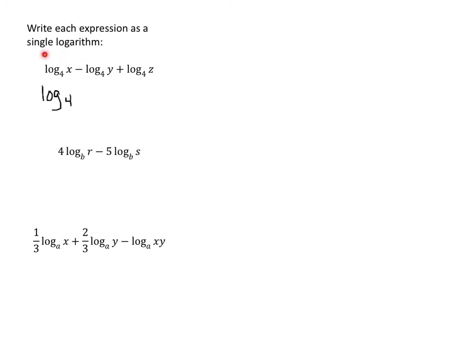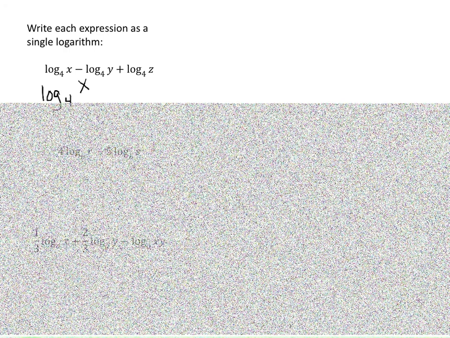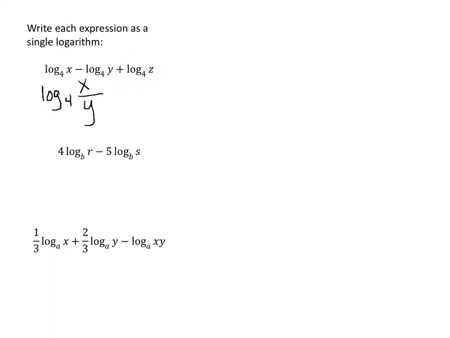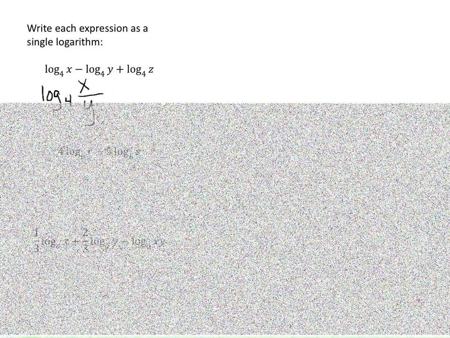Now, this first term is positive. That means that x goes in the numerator. The next term is negative, so y goes in the denominator. And then the last term is positive, so z goes in the numerator. That's it, we're done.